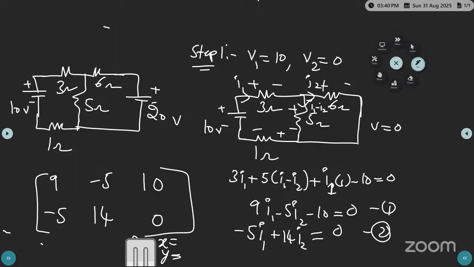So for the superposition theorem, no need to calculate the equations. The calculator will calculate the equations. It will give the direct values of I1 and I2 for only the superposition theorem, not for mesh analysis. For mesh analysis, you have to do it, and then you verify whether you got it correct or not.